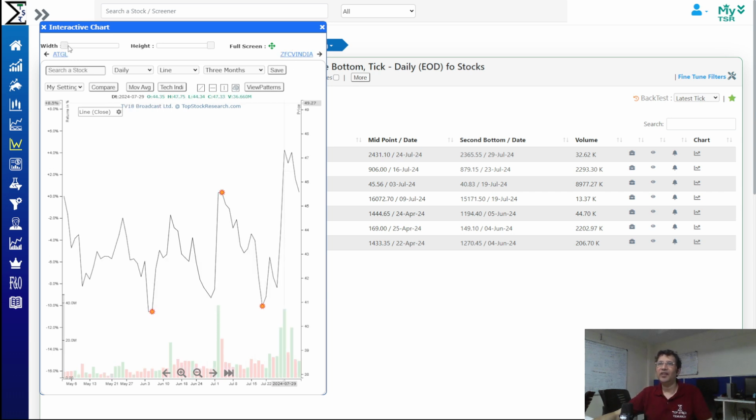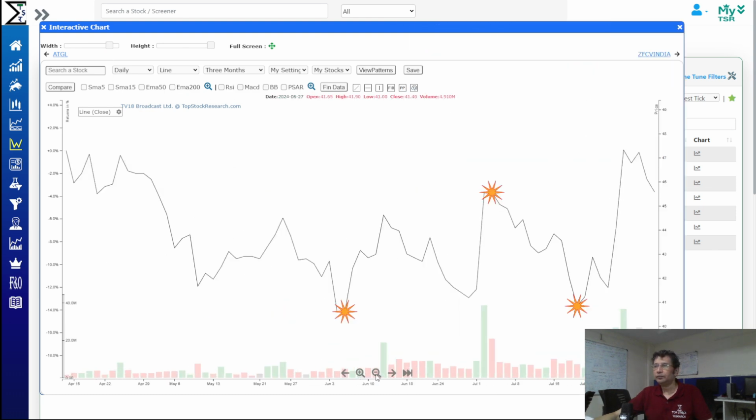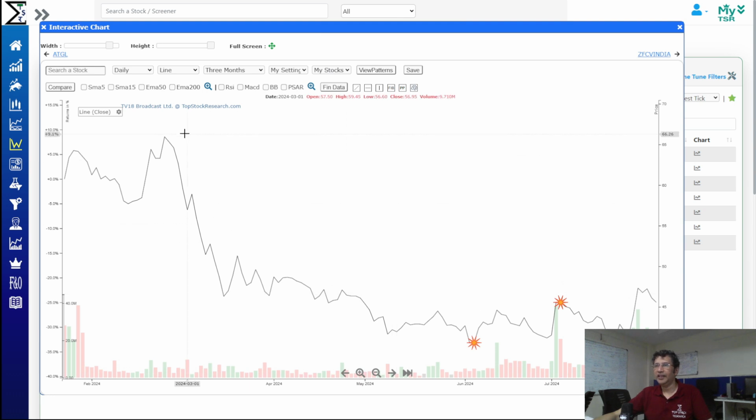Certain patterns are of a slightly longer duration. When you zoom in, you'll see that it's coming down. The bottom formation started at a little earlier level, and again it stops here, goes up, again it stops here, and then it goes up. Over here, while it's going up, it has very good volume.